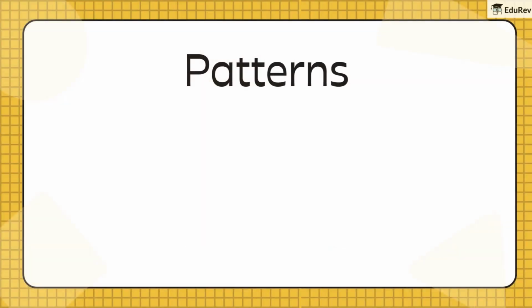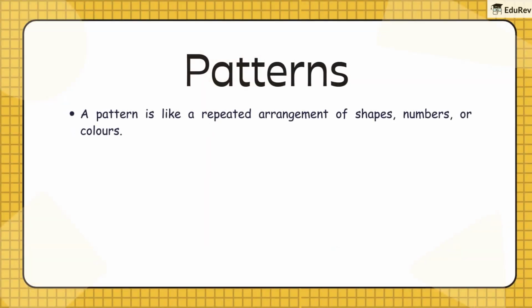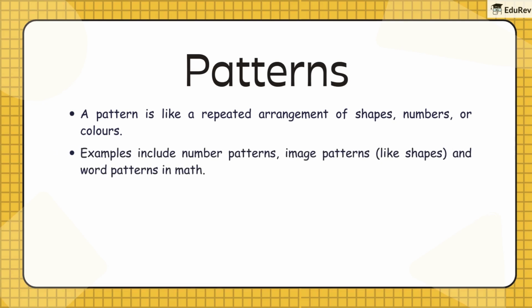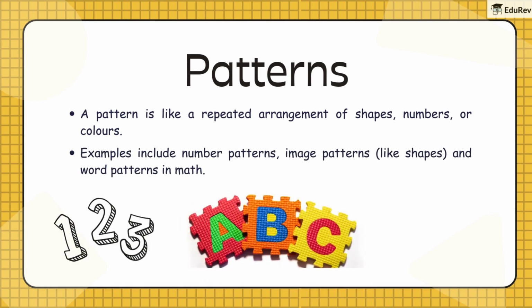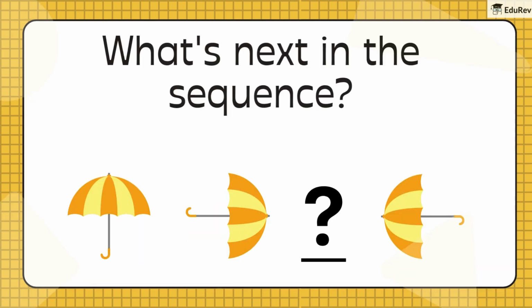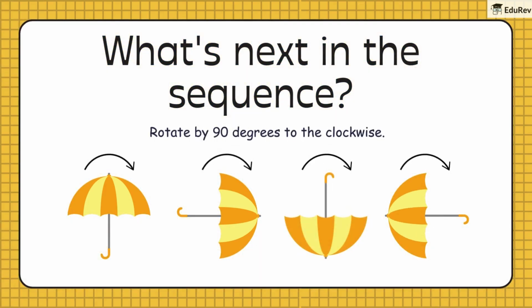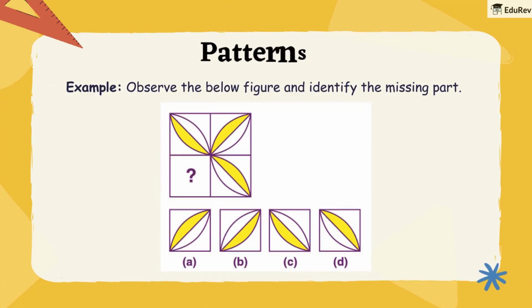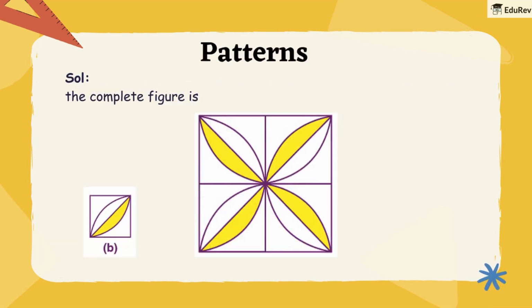Next, we explore patterns. A pattern is like a repeated arrangement of shapes, numbers, or colors. Examples include number patterns, image patterns, such as shapes, and word patterns in mathematics. Now, let's consider what's next in the sequence. Try to find the missing picture. If we rotate the figure by 90 degrees clockwise, we can identify the next pattern. For patterns, we can observe a figure and identify the missing part. This adds an interactive element to our understanding of patterns.